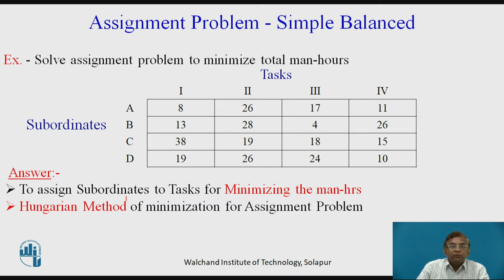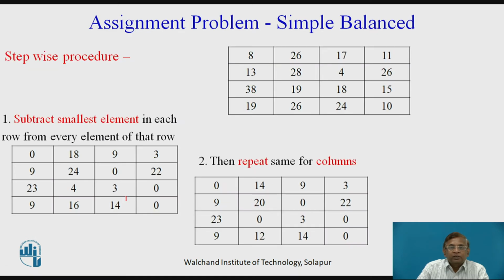Here we have a problem with 4 subordinates and 4 tasks. A, B, C, D are the 4 subordinates, and Roman numerals 1, 2, 3, 4 are the tasks. And we have to make the assignments in such a way that total man hours will be minimum. So, assignments are expected to give minimum man hours, and that is the problem we have, and we will be discussing how the Hungarian method of minimization for assignment problem is dealt with.